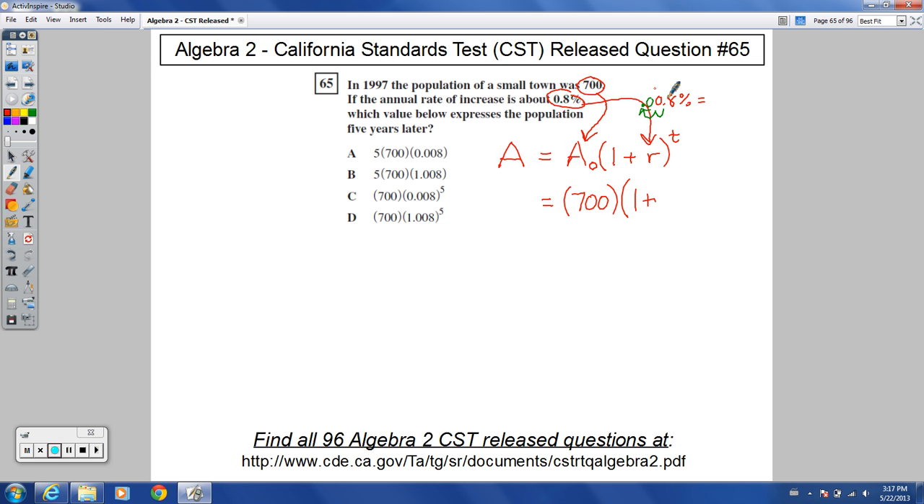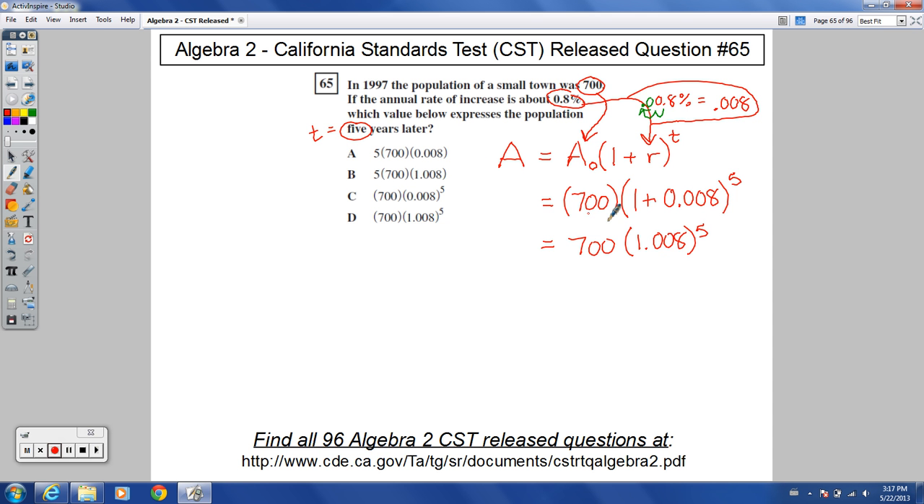So this is the same thing as 0.008, and so that's what's going to get filled in right here. So 0.008, and this is all getting raised to the, it says 5 years later, so this is going to be my t, this is my time, 5 years later. From there I've got 700 times 1.008 to the 5th power.